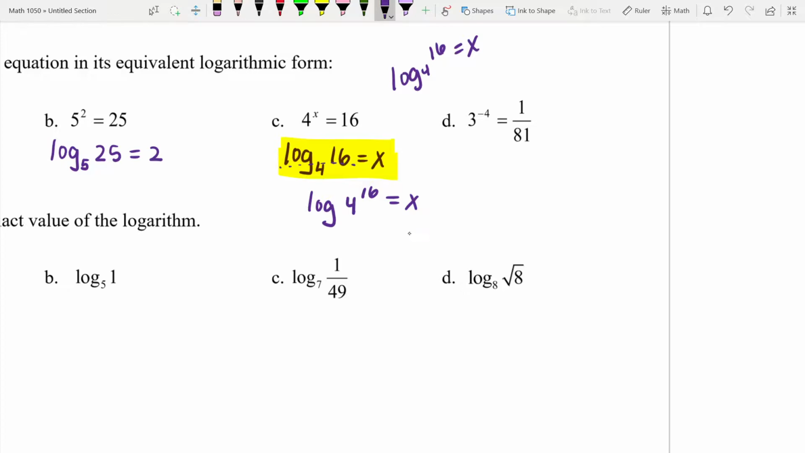Okay, this one right here. This is log base 3 of 1 over 81, and that is equal to -4.